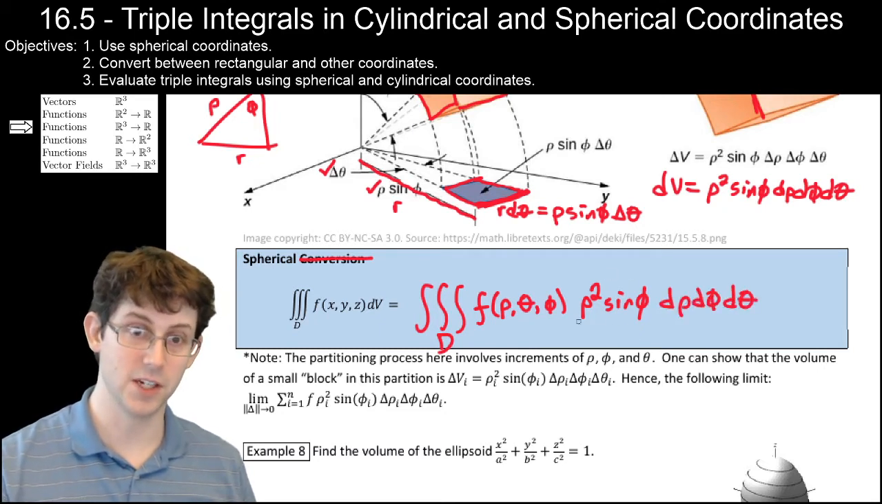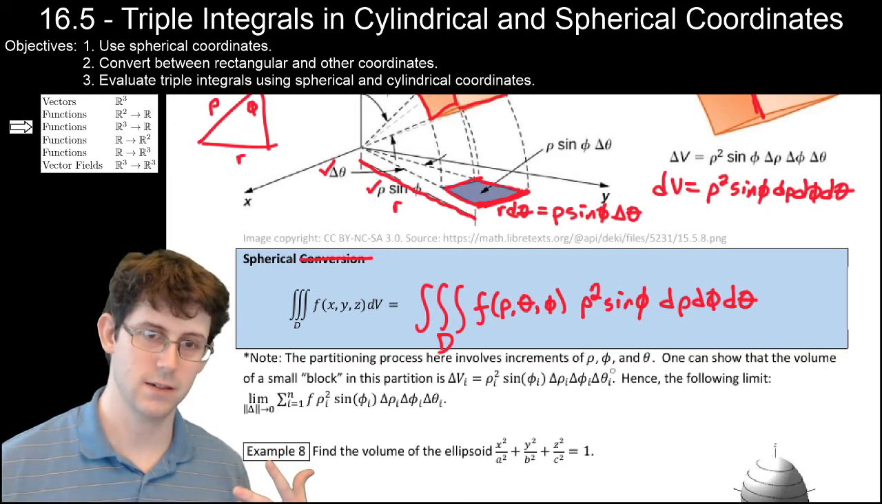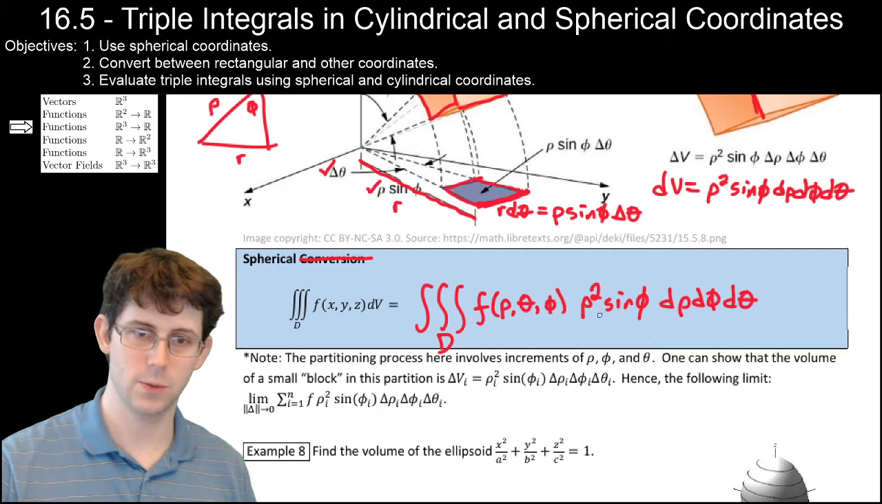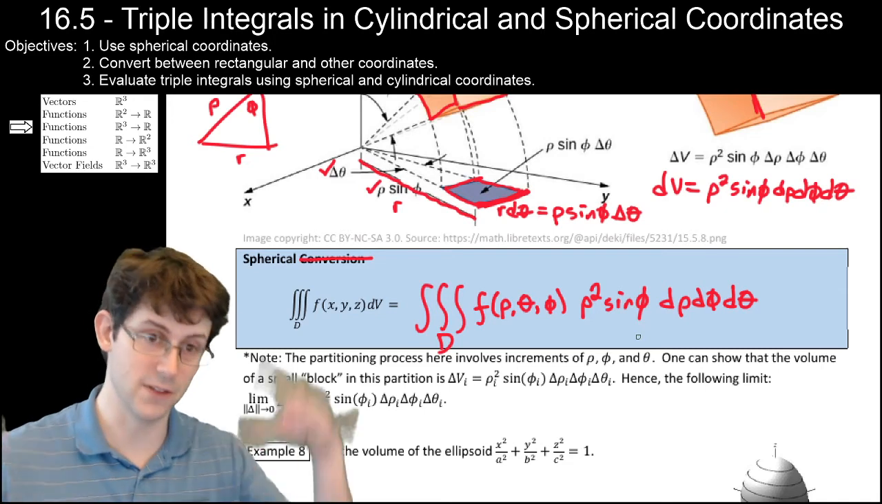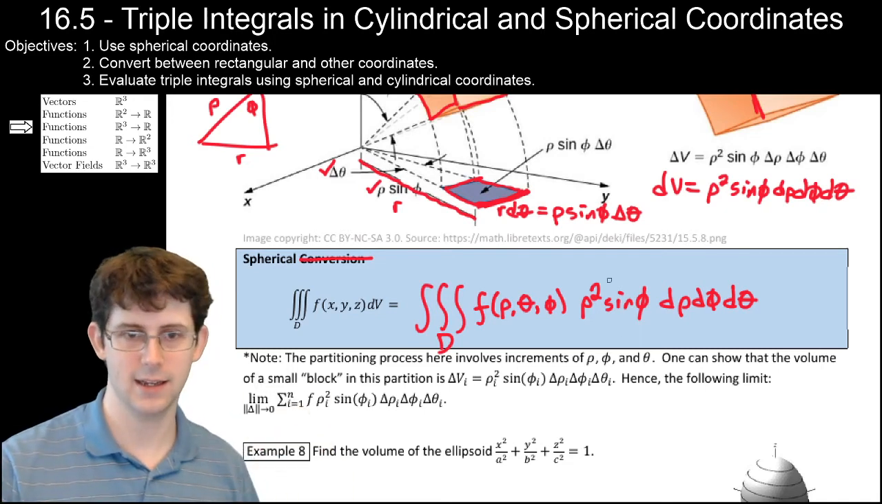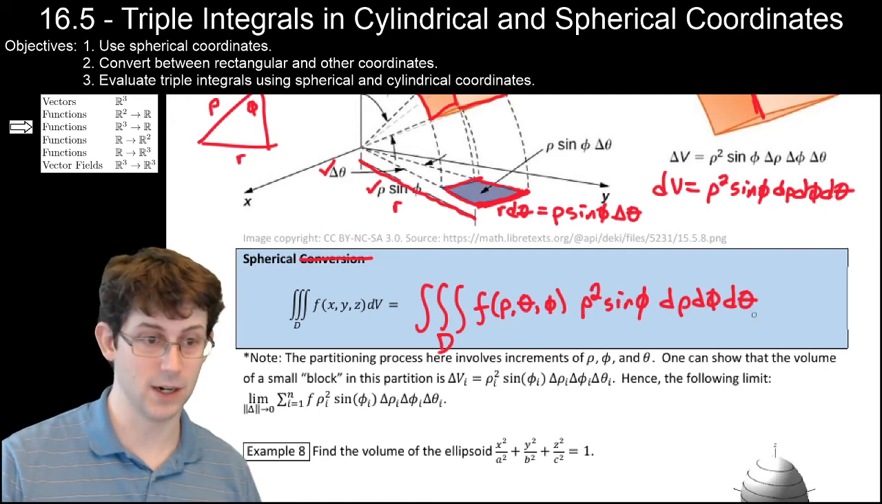This thing is called the Jacobian, and when we do crazier changes of variables, which I'm not sure we even do in this class actually, but if you ever need to do crazier changes of variables, you'll have a general formula for the Jacobian, and it comes out to this. Anyway, this is how spherical integrals work.